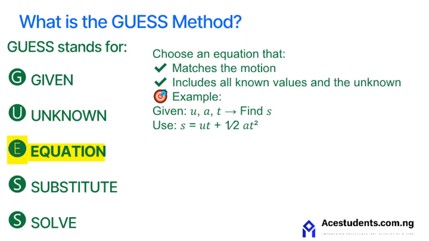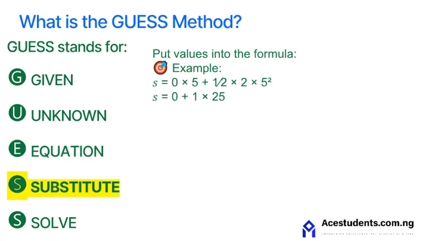For example, if initial velocity, u, acceleration, a, and time, t are known or given, and you want to find the distance, s, then the best equation to use is s equals ut plus half at squared. Step 4. S is for substitute. Substitute the values carefully into the equation. Include the units while writing them.